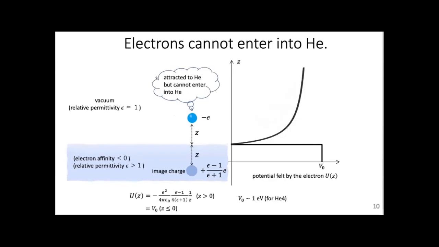Now, this electron is attracted to the liquid helium, but it cannot enter into helium due to the negative electron affinity. If the electron enters into liquid helium, it makes the helium atom unstable. So the electron feels a barrier, 1 electron volt, at the surface of liquid helium. So in total, the electron feels this kind of triangular potential as shown in this figure. And this potential is described with this equation.